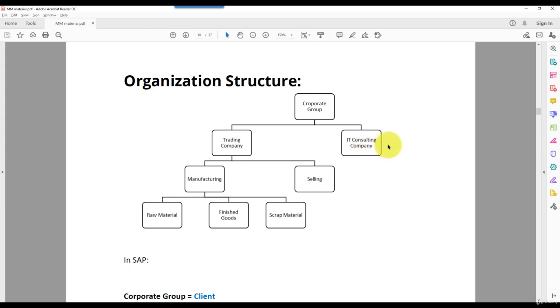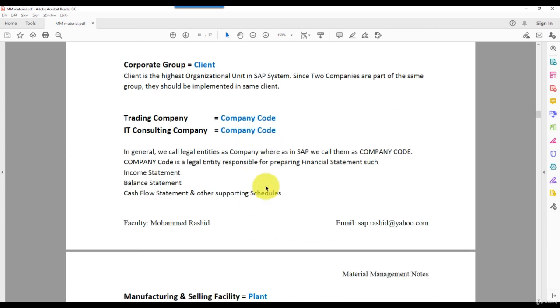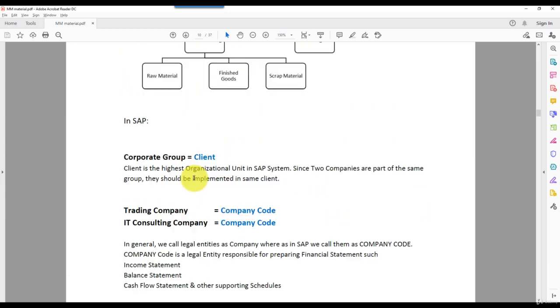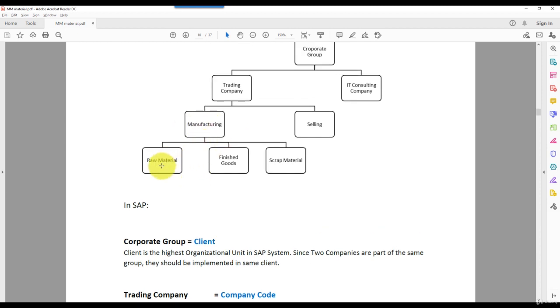This will be done by the FICO consultant. And coming to manufacturing and selling, this is our job as a consultant. We have to map this manufacturing and selling to plant. Plant could be anything. Don't get confused. Plant generally means we imagine only a manufacturing facility. Please don't get confused. Plant may be a manufacturing facility or sales office or corporate head office or a distribution center. Here we have a wide definition in SAP for plant. Based on your requirement, you need to define. Under this, we need to create three different storage locations.